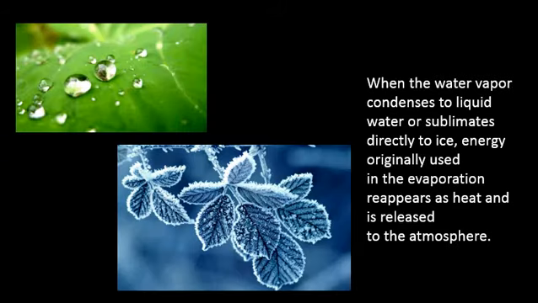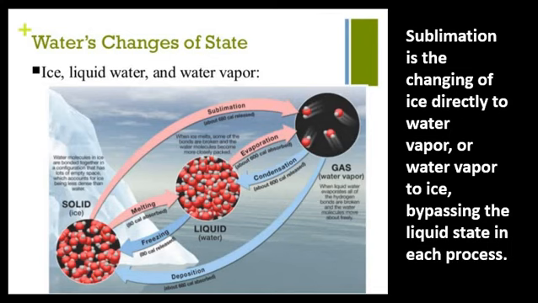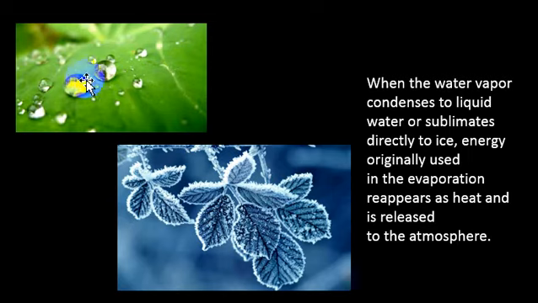When water vapor condenses to a liquid, or water sublimates directly to ice, energy originally used in the evaporation reappears as heat and is released into the atmosphere. So that energy that was heat is released back into the atmosphere, and it just gets cold. We could get condensation like this, where water vapor condenses, right? Or instead of going to water, it could go directly to frost, which is a solid. And that all goes back to our changes of state. In this case, water vapor turned to water. In this case, water vapor turned to a solid.